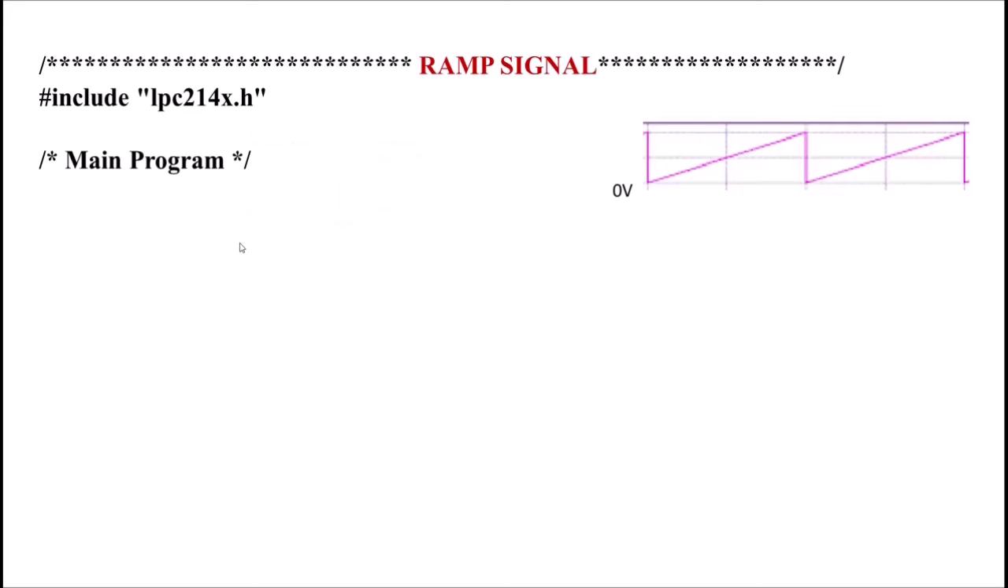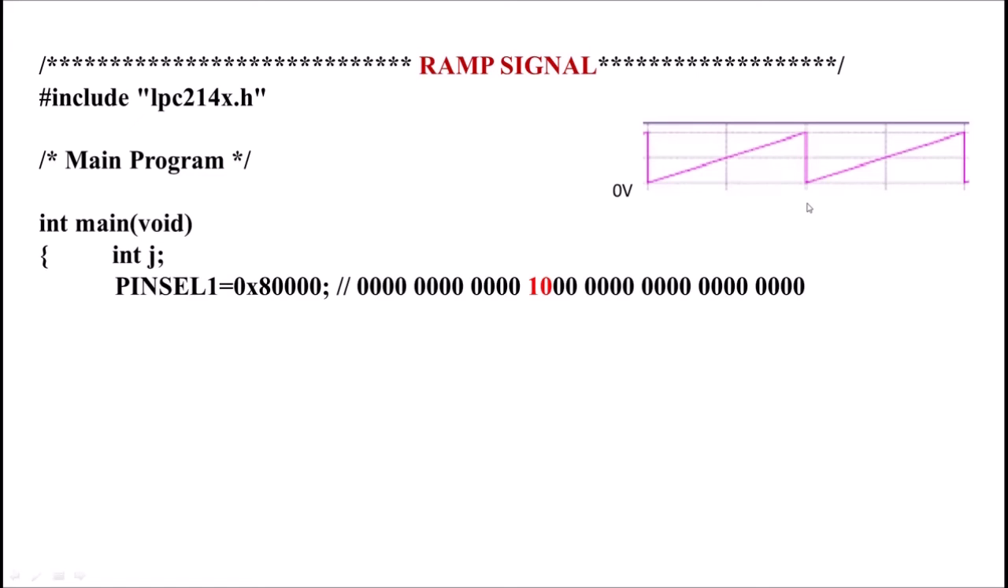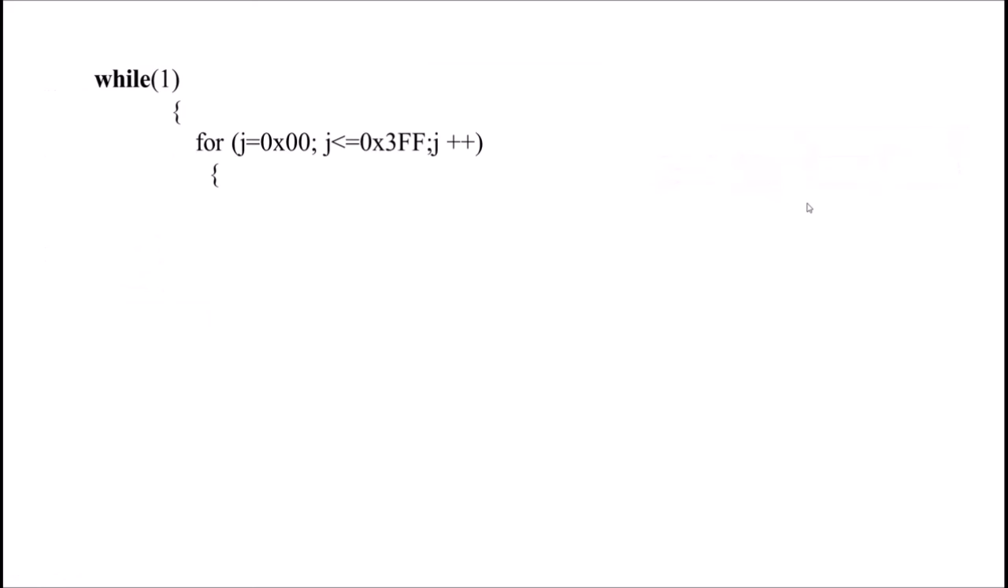Then we'll write a program to generate a ramp signal. So this type of signal we want to generate. No need of delay, so directly we'll start writing the main program. Here integer j I have initialized. Then the same PINSEL1 register is initialized to select the function of P0.25. The IODIR register is initialized. Delay is called. If you don't want it, you can neglect this delay.